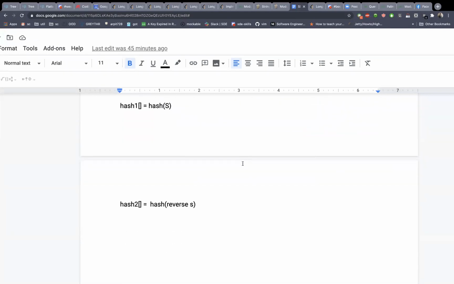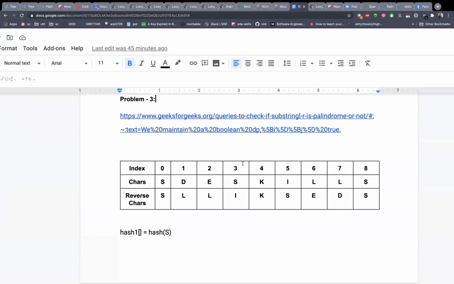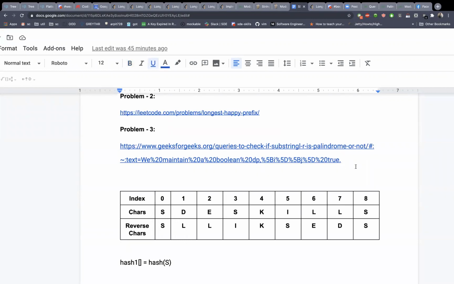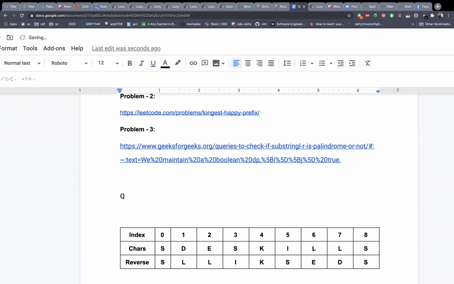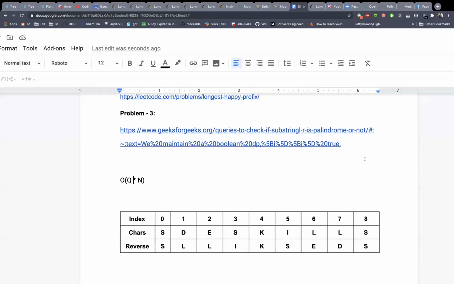In that case, if you have q queries and the length of the string is n, then your time complexity will become O(q times n), because for each query you may have to traverse the entire string. So the worst case time complexity can go up to q into n. It would be very slow, but we can use the same concept of rolling hash that we have learned just now.